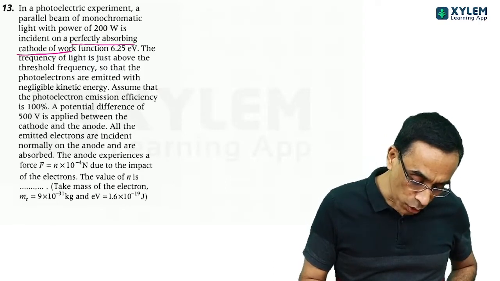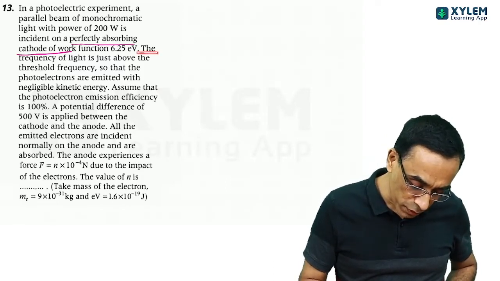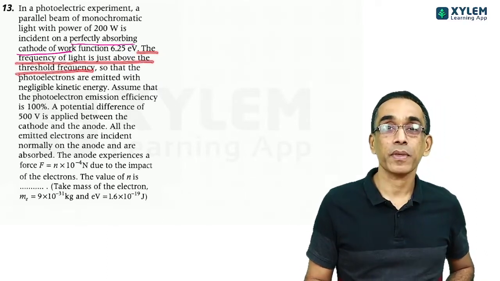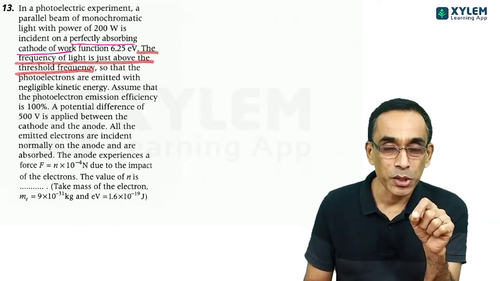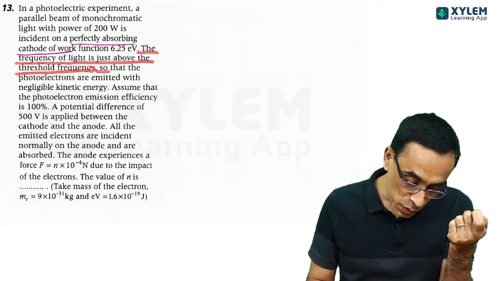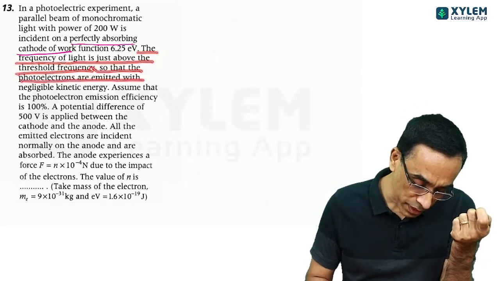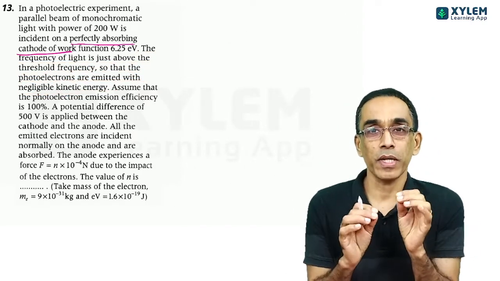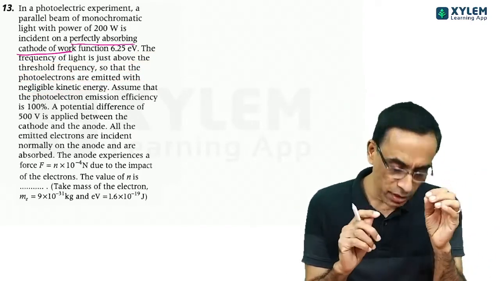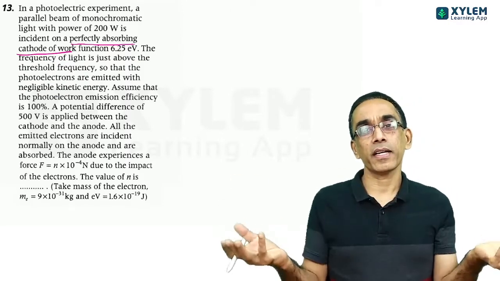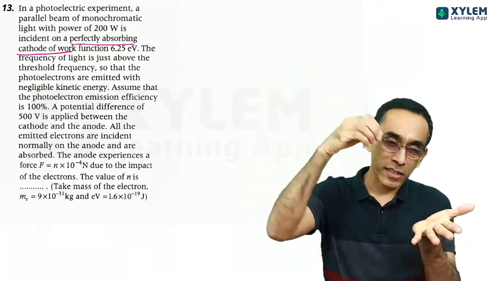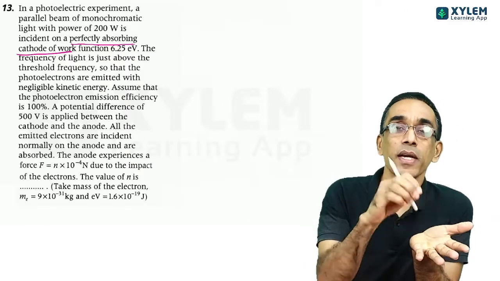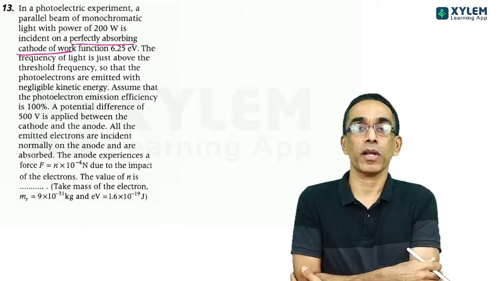The frequency of light is just above the threshold frequency, so that the photoelectrons are emitted with negligible kinetic energy. If the incident photon frequency equals the threshold frequency, then the kinetic energy is zero. So light is incident on the plate, electrons are emitted but with zero kinetic energy. The initial kinetic energy of the photoelectron is 0.